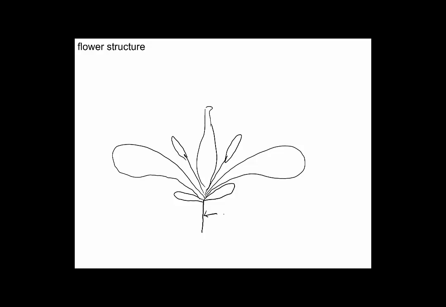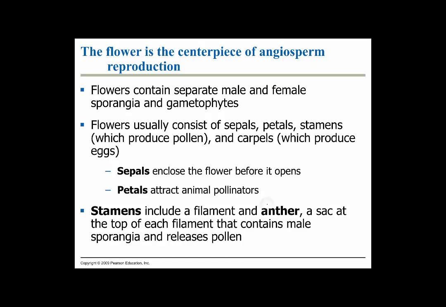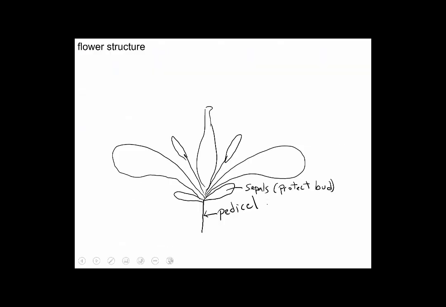The stalk of an individual flower is called a pedicel. The little green leaf-like appendages are called sepals. And what sepals do is they protect the flower when it's a bud. I'm going to write protect bud. Bud needs protection. The petals basically are advertising. What they do is they attract pollinators.